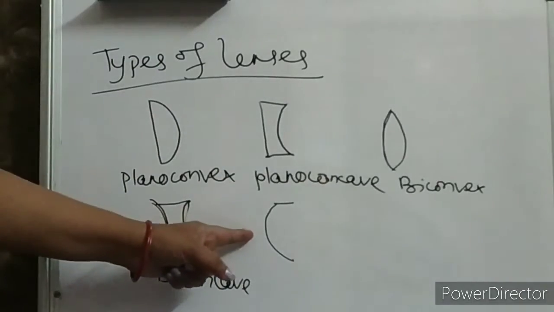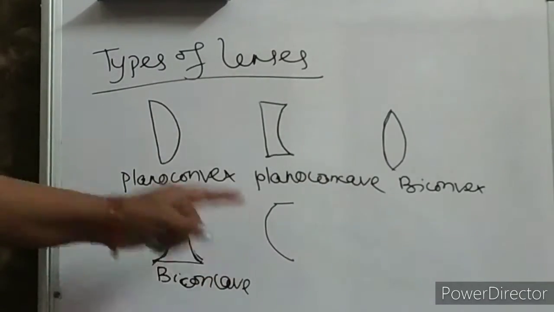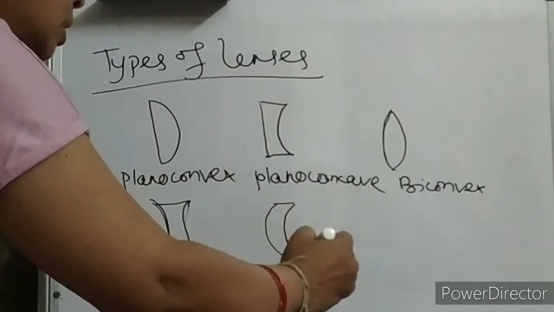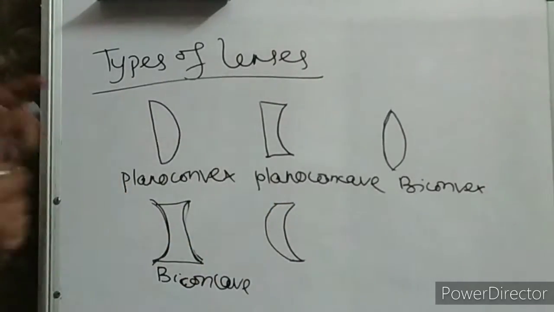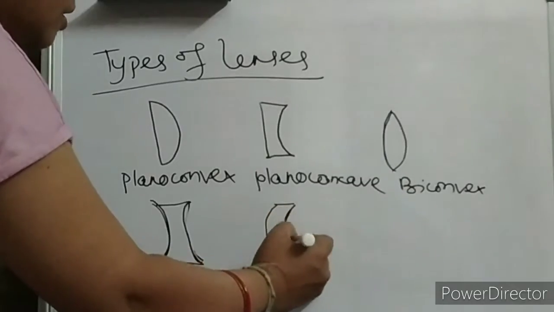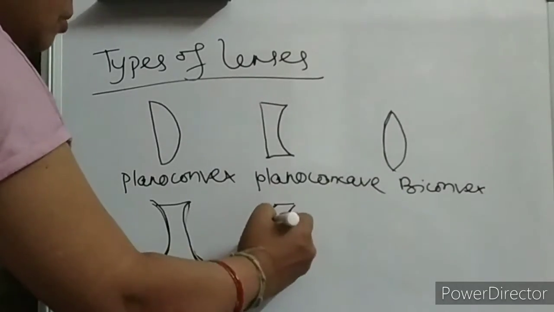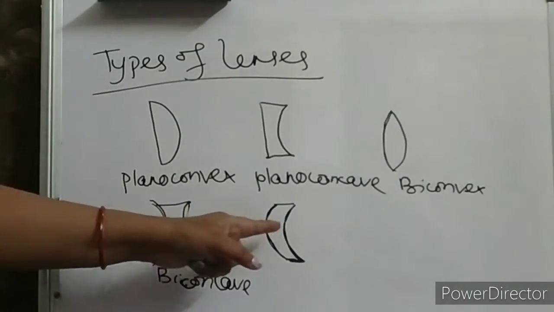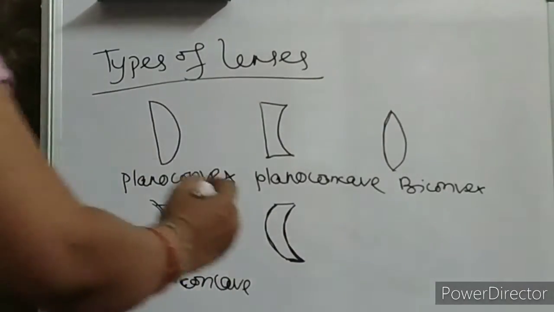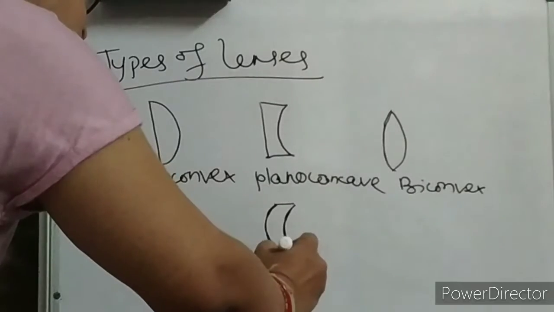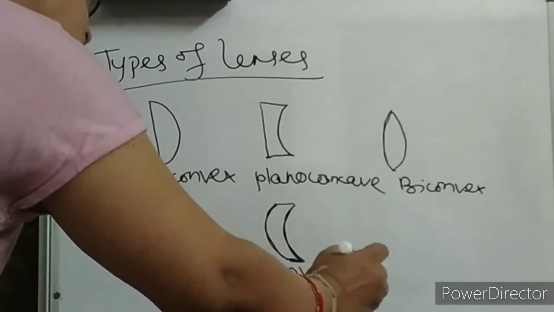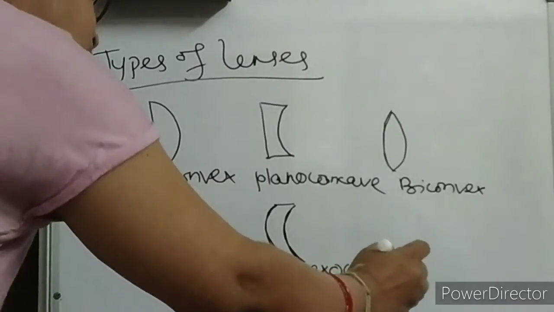Okay. Again, this side is bulging out. Now, this is going inwards. This is bulging out. Clear? So, this is a convexo-concave lens. Convexo-concave. Okay?